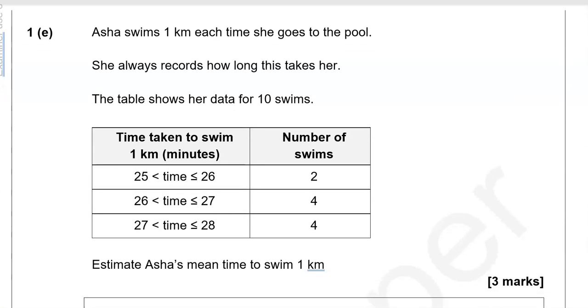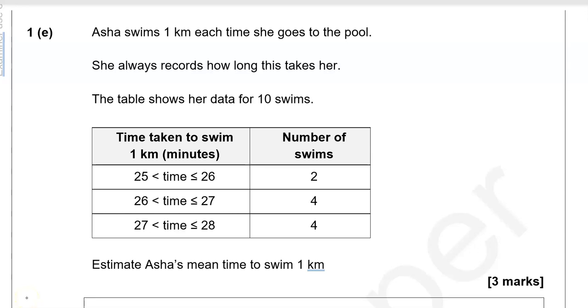Asha swims 1 kilometer each time she goes to the pool. She always records how long this takes her. The table shows her data for 10 swims. Time taken to swim 1 kilometer in minutes, and the number of swims on the right. Estimate Asha's mean time to swim 1 kilometer.